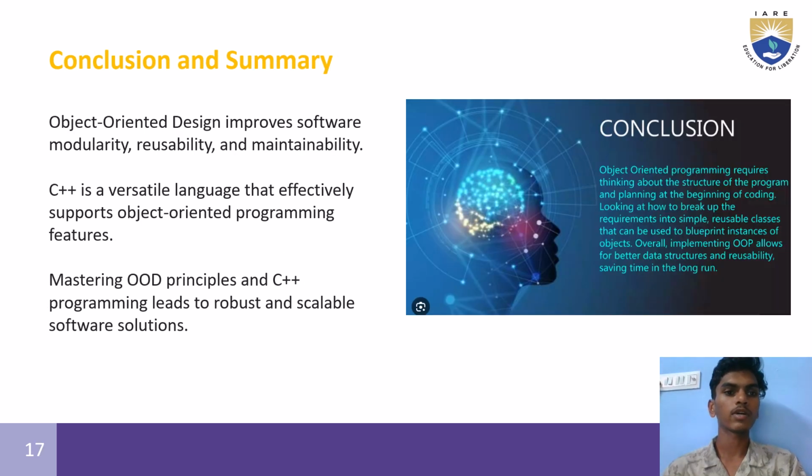Finally, coming to the conclusion and summary. Object-oriented design improves software modularity, reusability, and maintainability. C++ is a versatile language that efficiently supports object-oriented programming features. Mastering OOD principles and C++ programming leads to robust and scalable software solutions. As you see in the conclusion image, object-oriented programming requires thinking about the structure of the program and planning at the beginning of the coding. Look at how to break up the requirements into simple reusable classes that can be used as a blueprint for instances of objects. Overall, implementing OOP allows for better data structures and reusability, saving time in the long run.